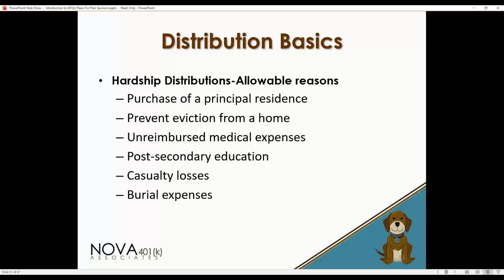Here's a listing of the reasons that are allowable under the regulations: purchase of a principal residence, prevent eviction from a home, unreimbursed medical expenses, post-secondary education, casualty losses, and burial expenses. In addition to these items, some are available for the dependents as well, not just the participant. So it could give them access to some money in their retirement plan if they have one of these unfortunate events come up. But it is important to note that these are very specific in the guidelines to allow you as the plan sponsor not to have to decide who has a hardship and who doesn't. They're very specific, and the participant does need to provide documentation as well.